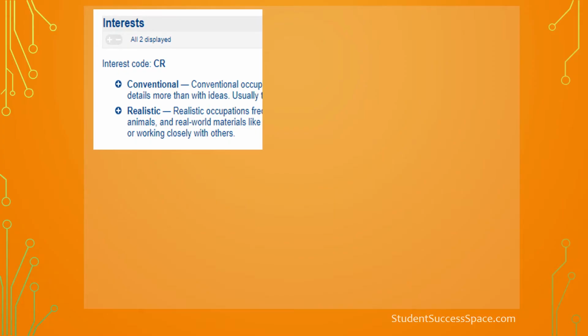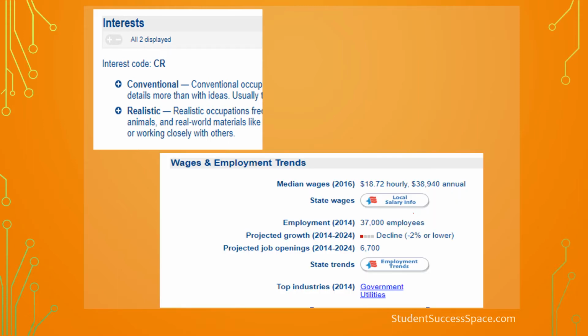So let's look at the interest field. This is where you're going to find that Holland code. So note that there are only 2 codes instead of the normal 3. So for a meter reader, the professionals in this field tend to be CR. That means that they are conventional and realistic. Now this is a vital piece of occupational information, a vital piece of that puzzle, because why? This is in that last section.